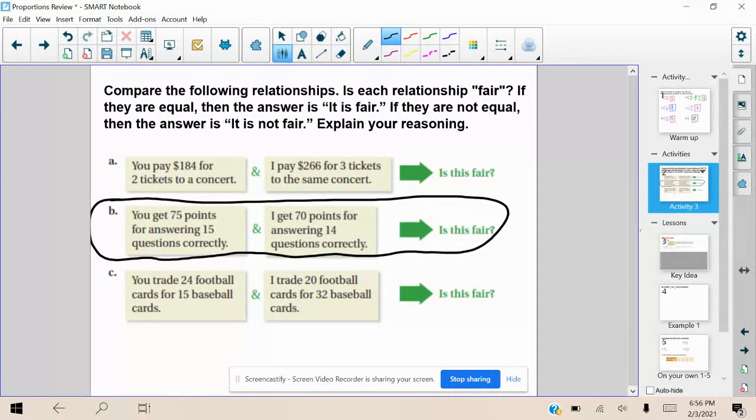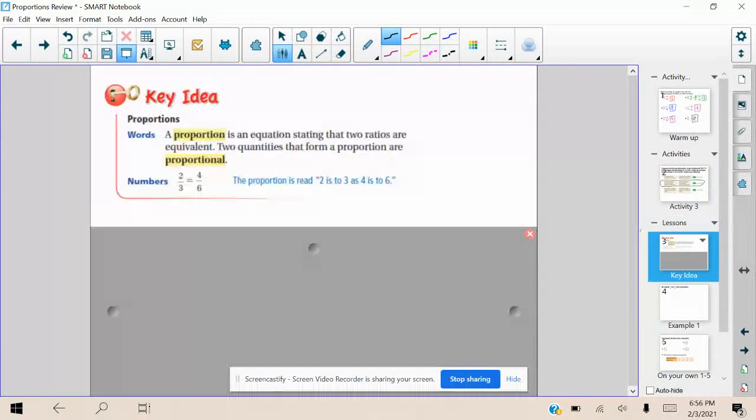And for C, you traded 24 football cards for 15 baseball cards. I traded 20 football cards for 32 baseball cards. So if we just look at the starting and the ending point, you started with more football cards and you had less baseball cards at the end. I started with less football cards, and I got more baseball cards at the end. So that is not a fair relationship. We did not have the same overall trade. And this leads us into what we call proportions, and this should ring a bell.